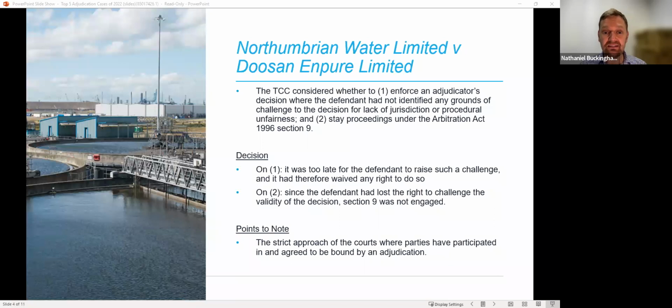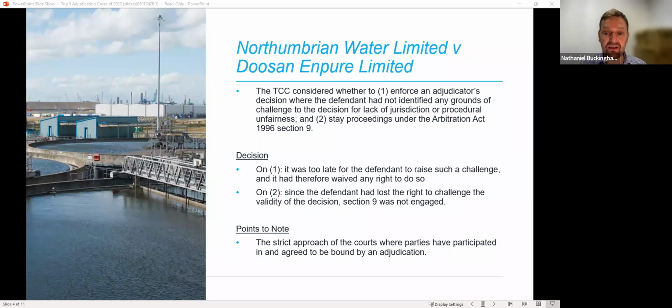Now, in its judgment, the TCC, the Technology and Construction Court in England, held that having participated in the adjudication without raising any jurisdiction challenge, either specifically or more generally, it was too late for the contractor to raise such a challenge now, and it was deemed to have waived any right to do so.